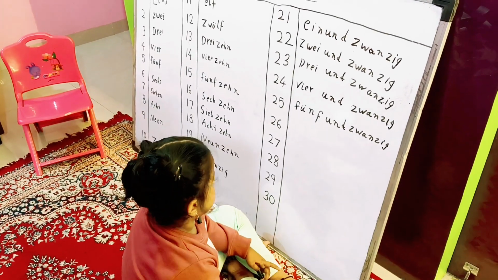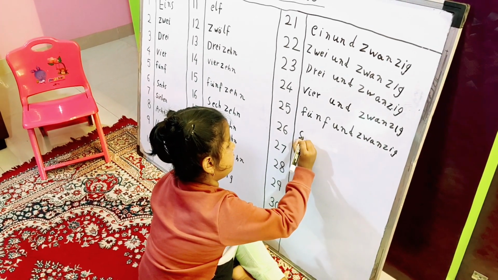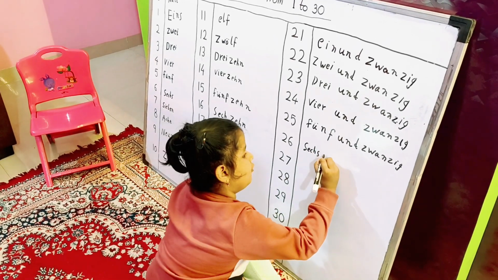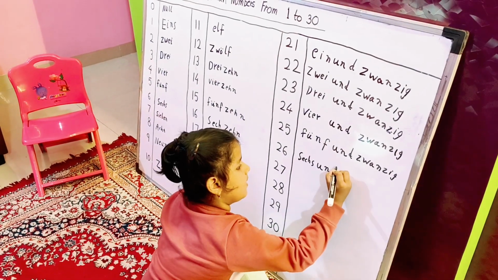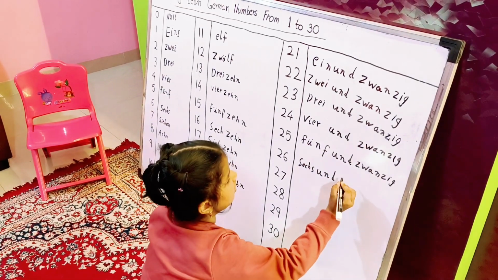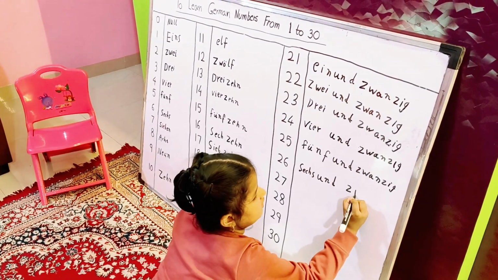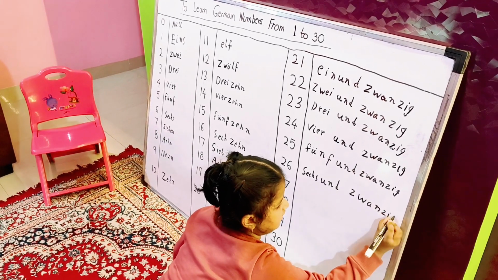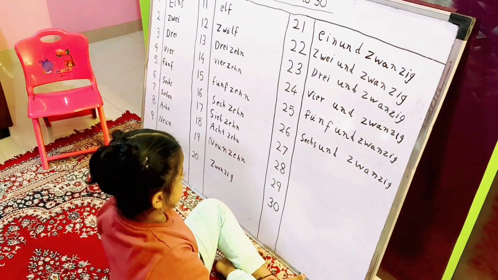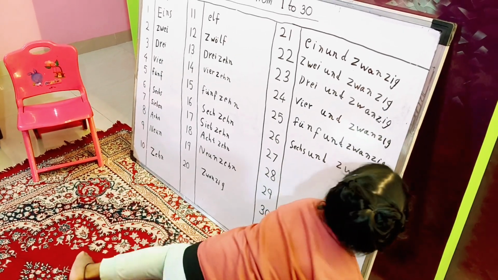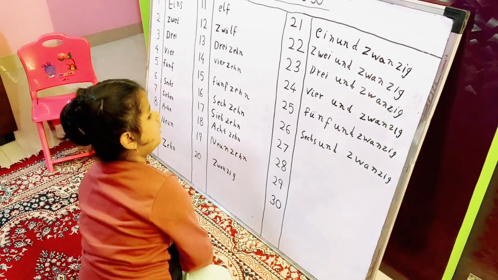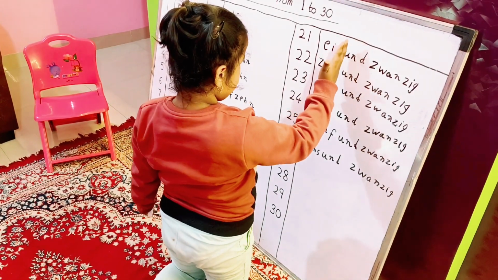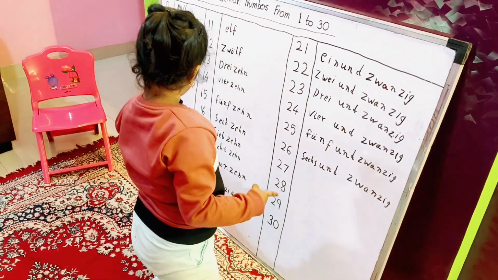Next, number twenty-six. Sechs, S-E-C-H-S. Sechs und zwanzig. Zwanzig, Z-W-A-N-Z-I-G. Just twenty-six. Okay. Look, next, only und, many as twenty, but this is a little bit different.